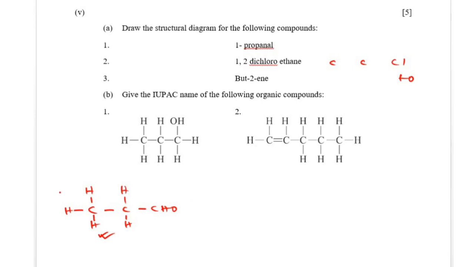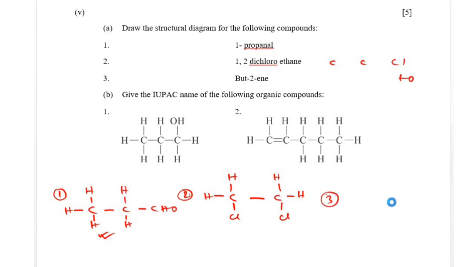Now number 2, 1,2-dichloroethane. Eth means 2 carbons, and 1,2-dichloro means chlorine at the 1 and 2 positions. Ethane is an alkane, therefore single bonds. Because of tetravalency, the remaining valency should be filled up by H atoms. That is 1,2-dichloroethane.